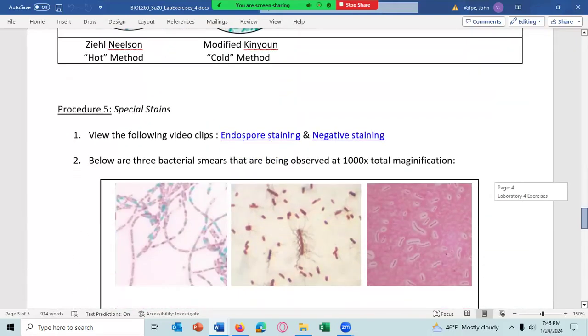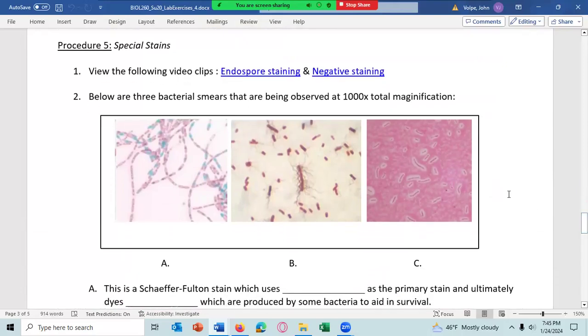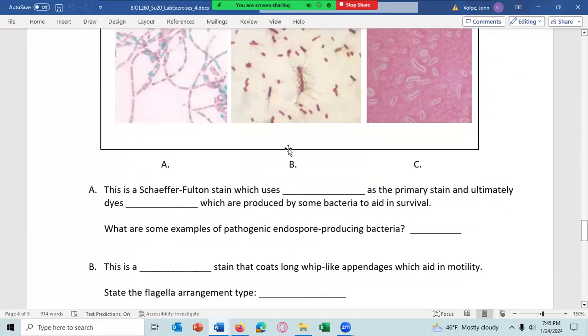All right, procedure 5 is looking at the special stains. We've got a video clip on the endospore stain, a video clip on the negative stain. Remember, the negative stain is staining for a capsule. And then we have 3 bacterial smears that are observed under 1000x total magnification, A, B, and C, and then answer the questions for A, which go to the picture A. The questions for B go to picture B, and then the questions for C go to the picture C.